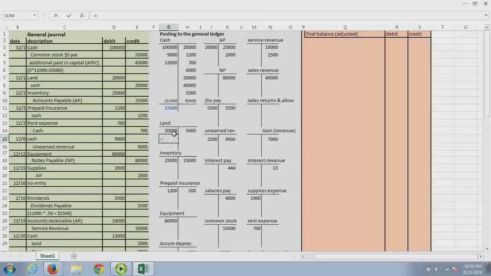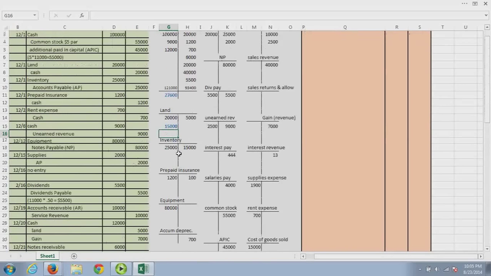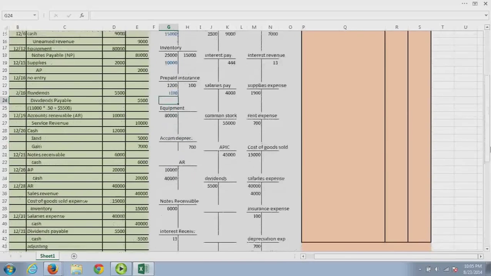So here we have what? Debit to land, a credit. So the net figure is 15. Inventory, similar thing. We bought 25,000. We've used up 15. Prepaid insurance. Spent 1,200. Used up, whoops, used up 100. So most of it's left. If it's just one number, we don't need a total.